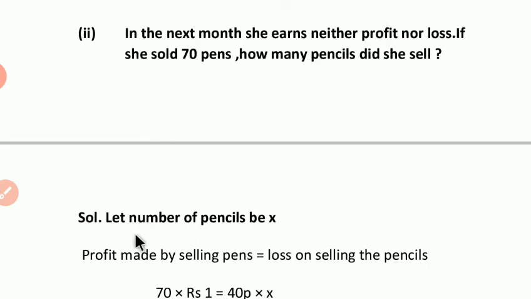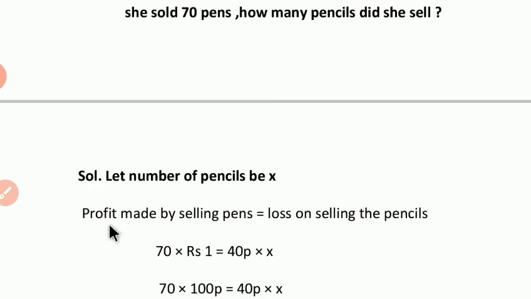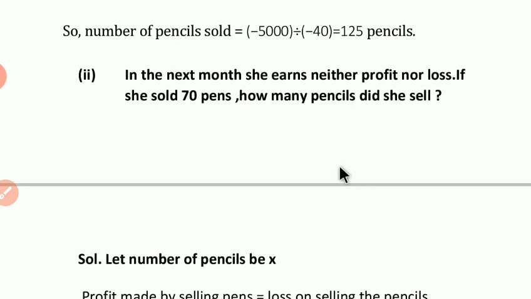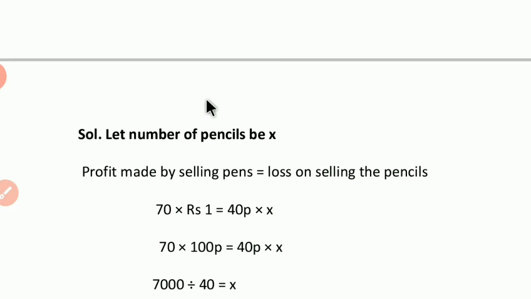So let the number of pencils be x. Profit and loss are both equal. So the profit made by selling pens is equal to the loss on selling the pencils. How many pens did she sell in the next month? 70. And for one pen, she will get a profit of 1. So the profit made by selling 70 pens will be 70 into rupees 1, which is equal to the loss on selling the pencils.